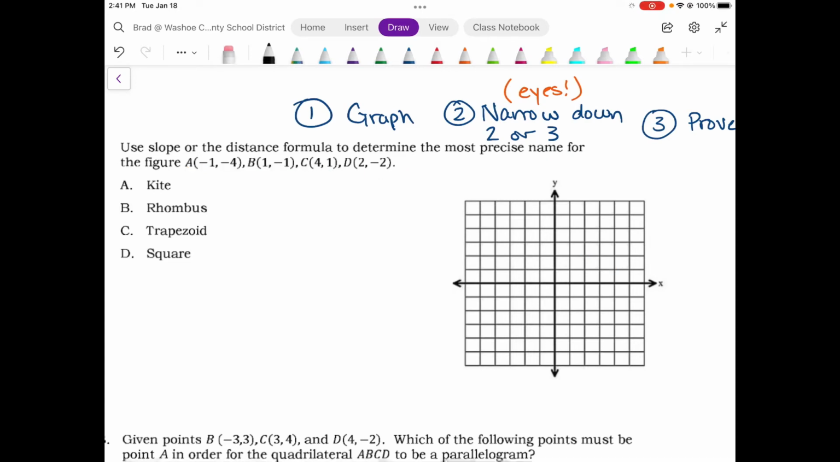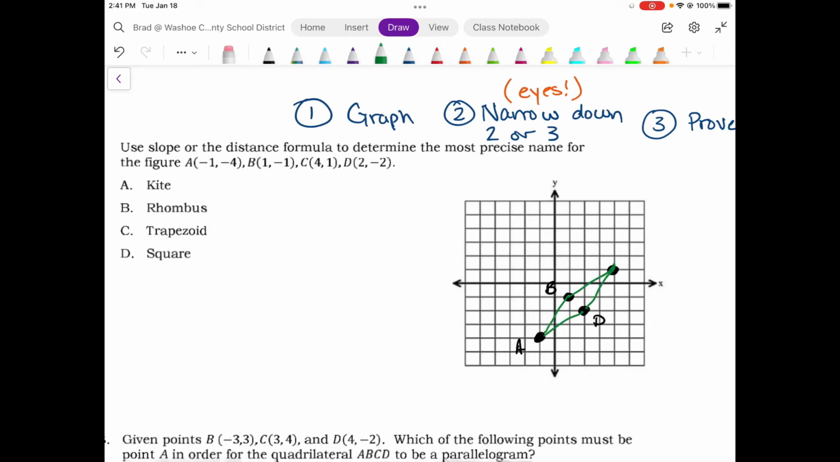So, I'll try again. -1, -4. 1, 2, 3, 4. So that's A. And then 1, -1 would be right here. This is B. And then 2, -2. That's where I messed up here. 2, -2 would be this point right here. So this is B, this is D, and then 4, 1. 1, 2, 3, 4, 1. Alrighty, so if I were to connect these dots right here, what does that shape look like?